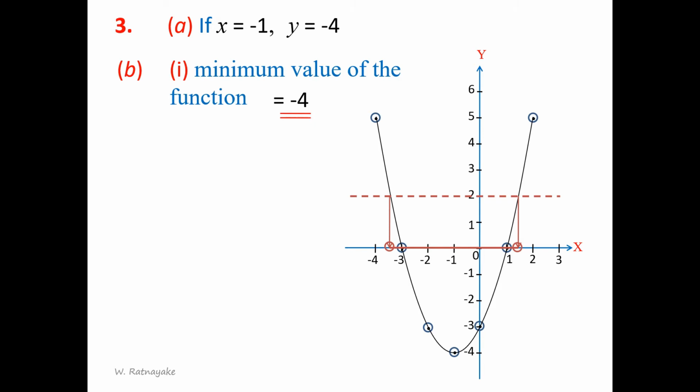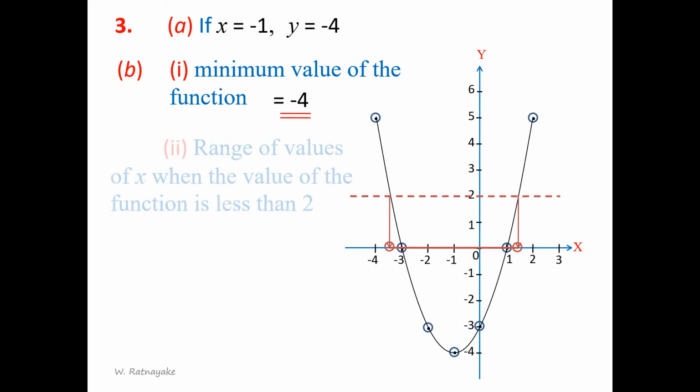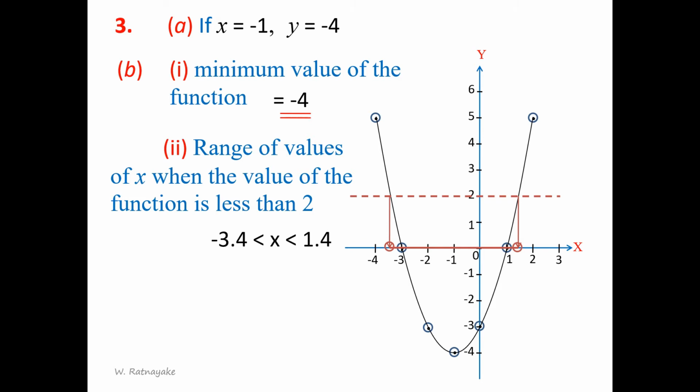So x must be greater than minus 3.4 and less than 1.4. You have to write it like this: minus 3.4 less than x less than 1.4. So this is how we have to find the range.